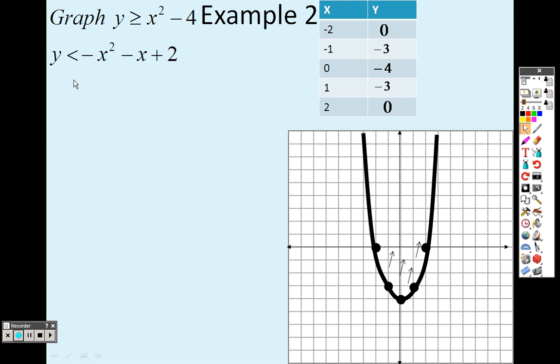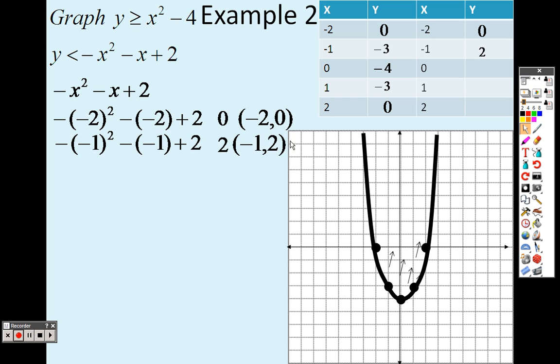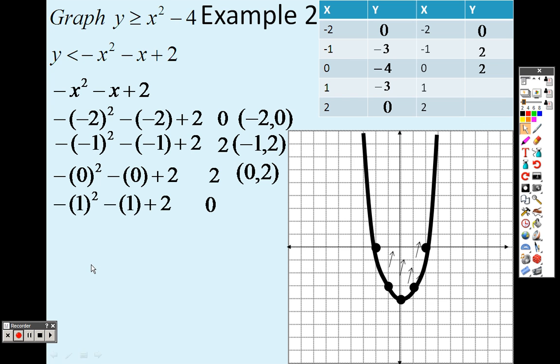So now let's do this one. Plug in -2 here, and I end up getting 0. So I plug the point (-2, 0) in. Then I plug in -1 and I end up getting 2, so I have (-1, 2) as a point. When I plug in 0, I end up getting (0, 2) as a point. When I plug in 1, I get (1, 0). When I plug in a 2, I get (2, -4).